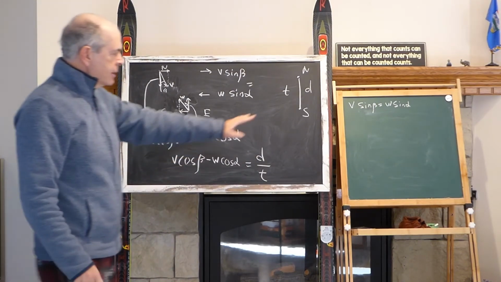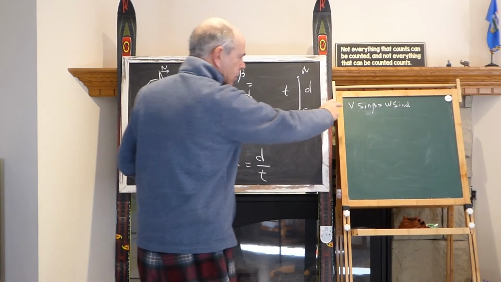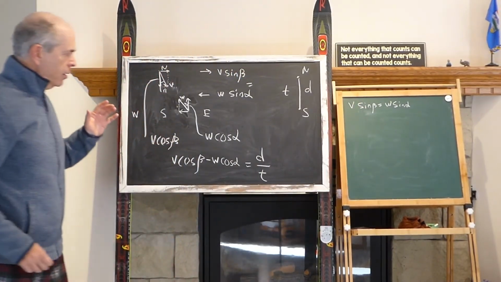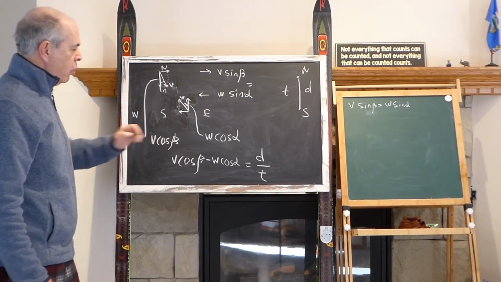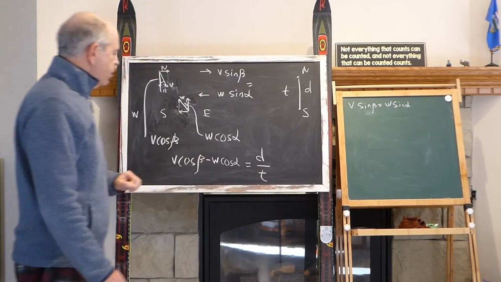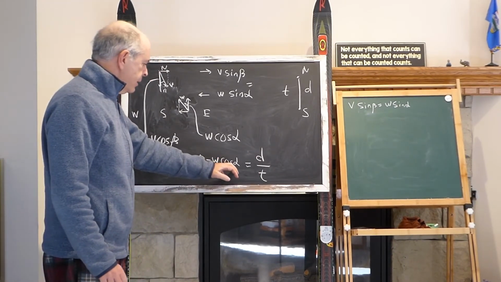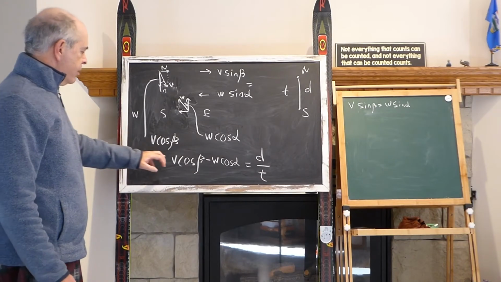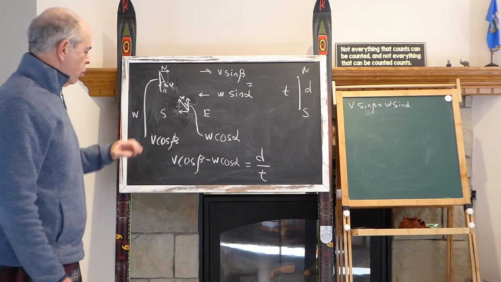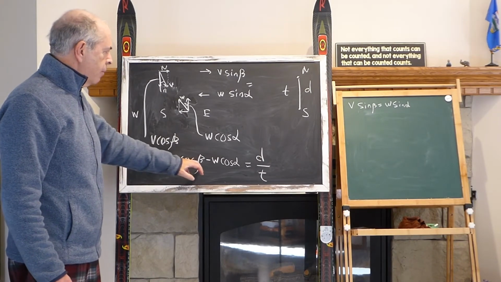So this is our second equation that I'm going to write here, and we will have two equations now. D and t are known, alpha is known, wind is known, so what is not known is V and beta.